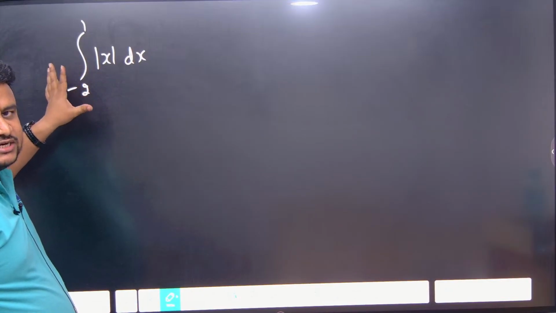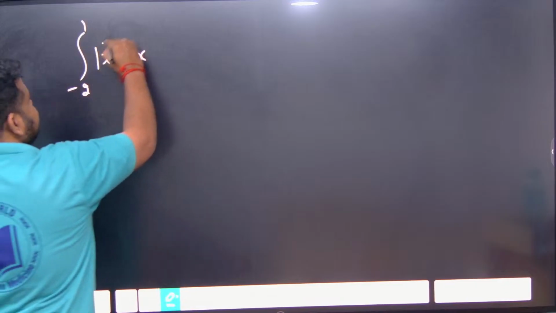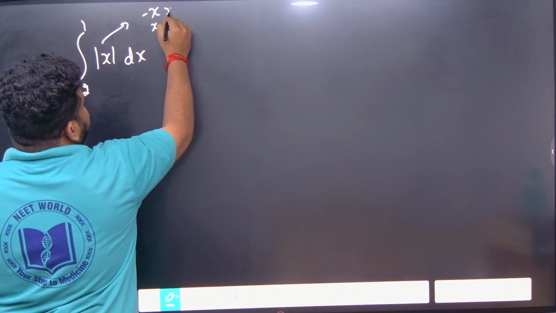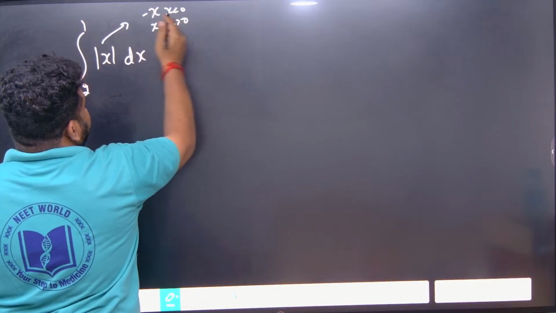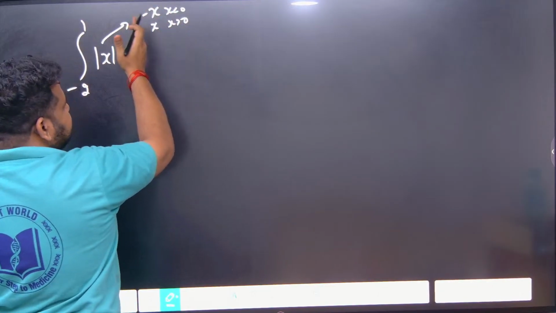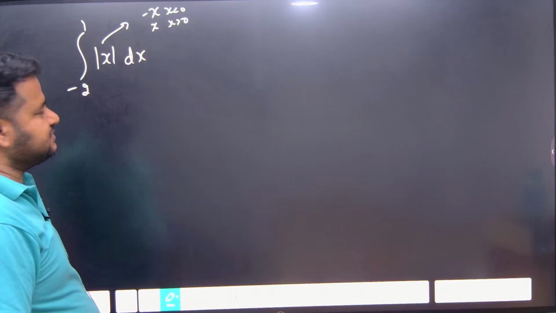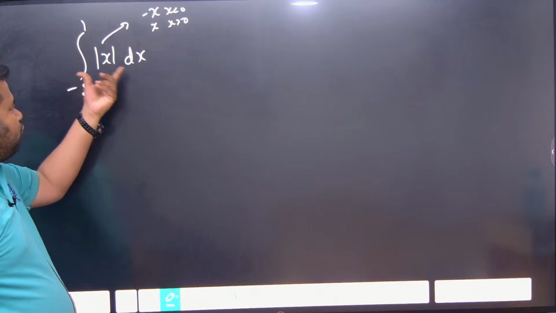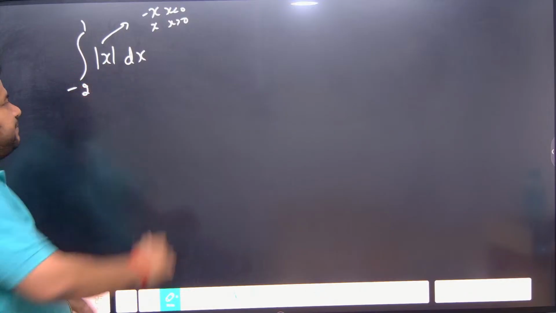You have to split the interval, because mod x can take the value minus x when x is less than 0, and it can also take the value plus x when x is greater than 0. I have written it in the form of a piecewise function. Where it takes plus x and where it takes minus x, we can decide by taking whatever is within the mod and equating it to 0.